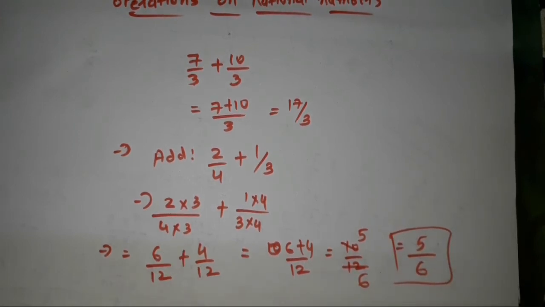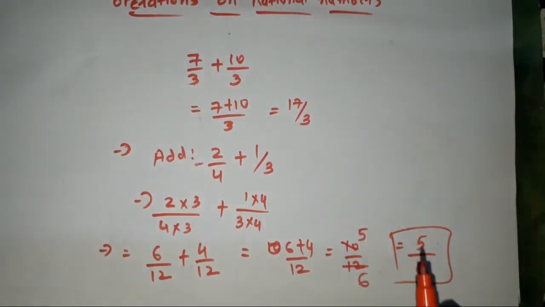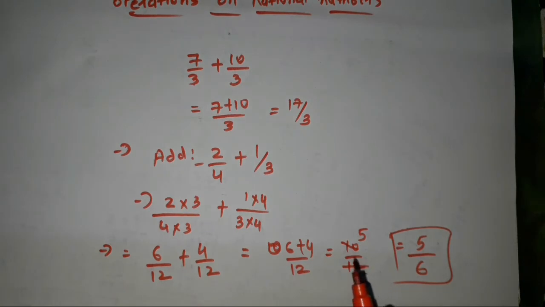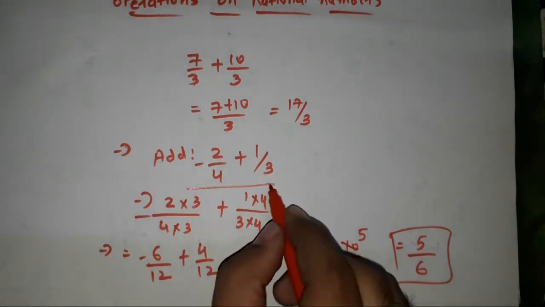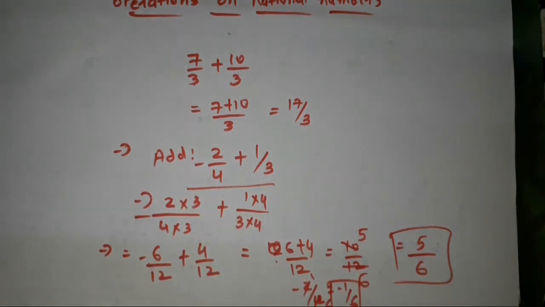Similarly, this was a positive rational number. This type of question can also be there: minus 2 upon 4 plus 1 upon 3. Again the process will remain the same, but here the 6 will become minus. So minus 6 plus 4, minus plus plus, so it will be minus 2 upon 12. Again the reduced form for this one will be, 1 2 6s are 12, so it will be minus 1 upon 6. So whether negative or positive rational numbers are there, for addition you have to follow this method.